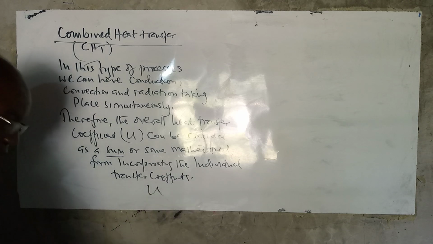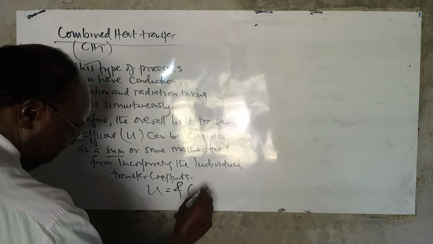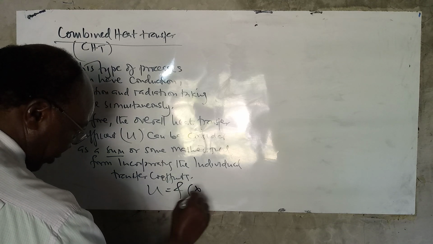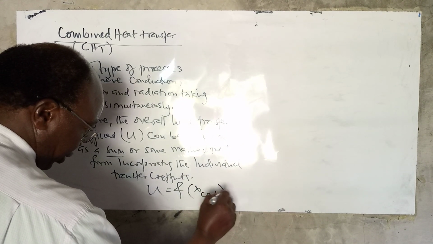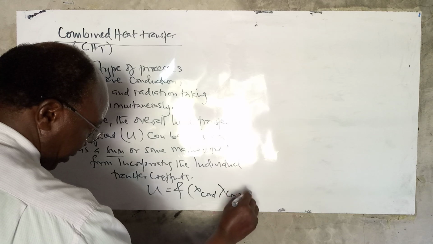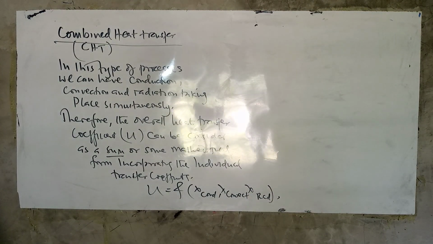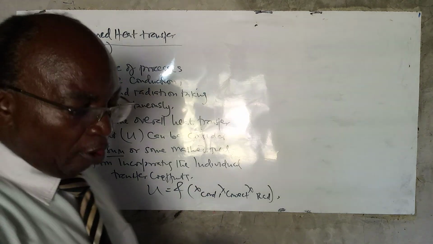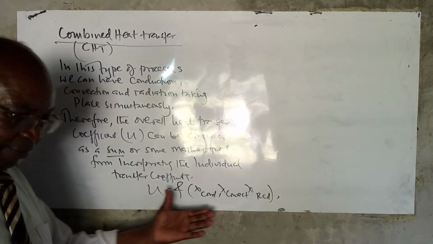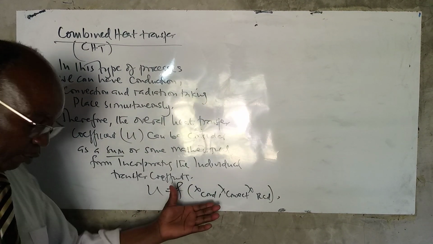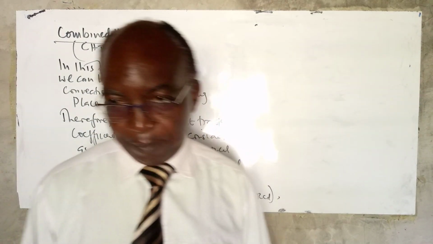So in a nutshell, what are we saying? That the overall transfer coefficient U can be a function of the transfer coefficient involved with the conduction, the transfer coefficient of the convection, and the transfer coefficient of radiation. So that it has a functional form. That overall transfer coefficient will be related to the individual heat transfer coefficients for those particular processes.